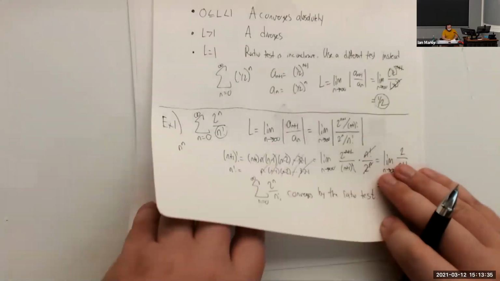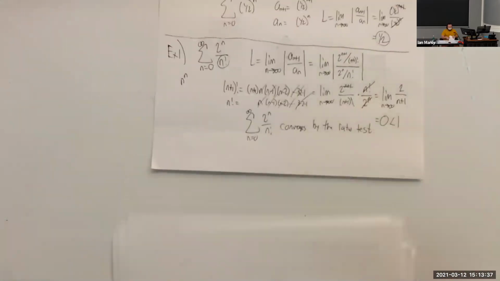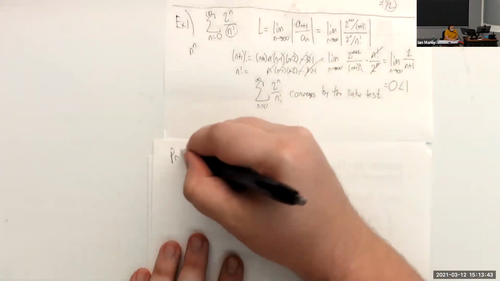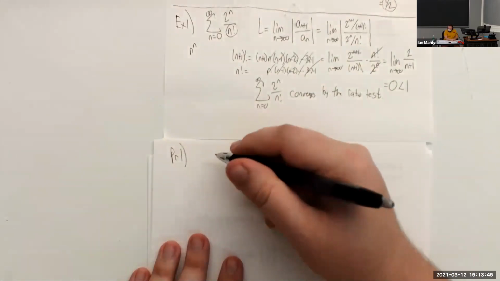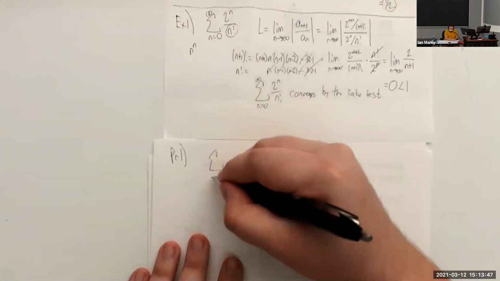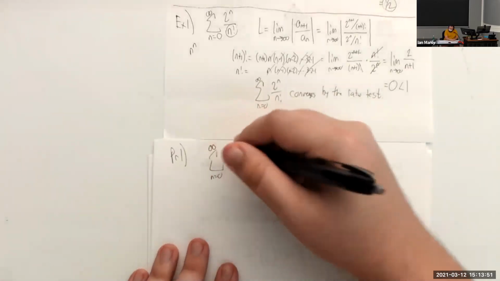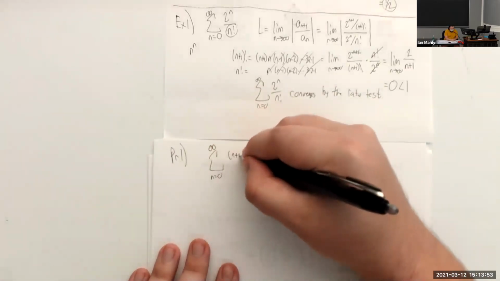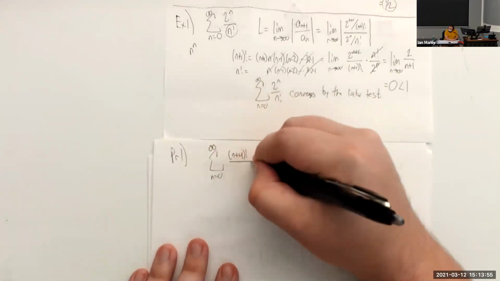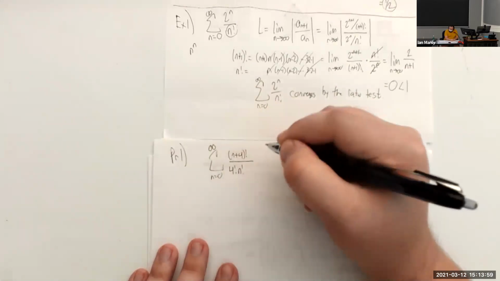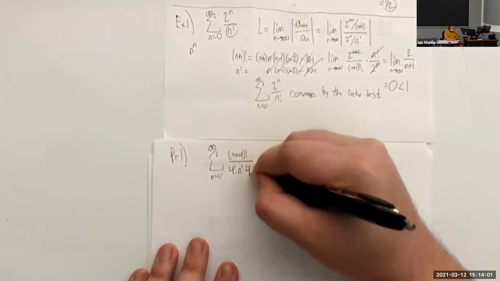Why don't you guys give this a try? Have some fun canceling here. Let's see here. Practice 1. Let's go ahead and use the ratio test on this series. The sum from 0 to infinity of n plus 4 factorial divided by 4 factorial, n factorial, and 4 to the n.